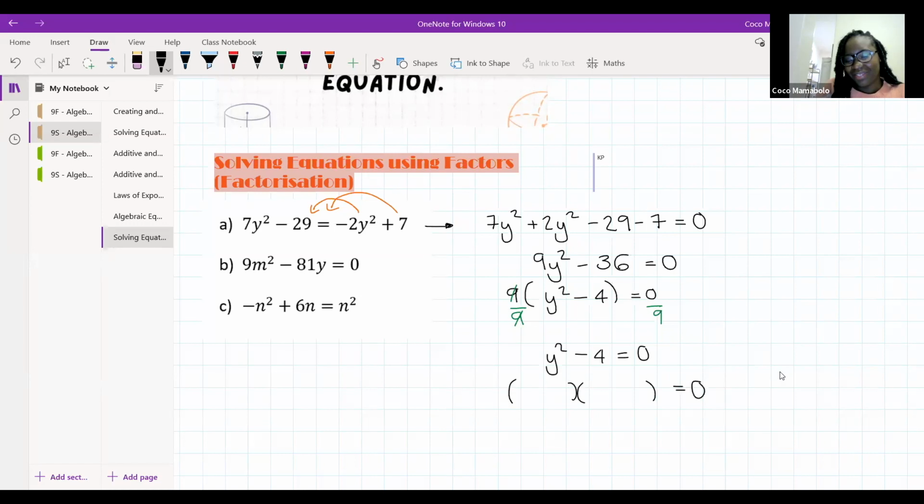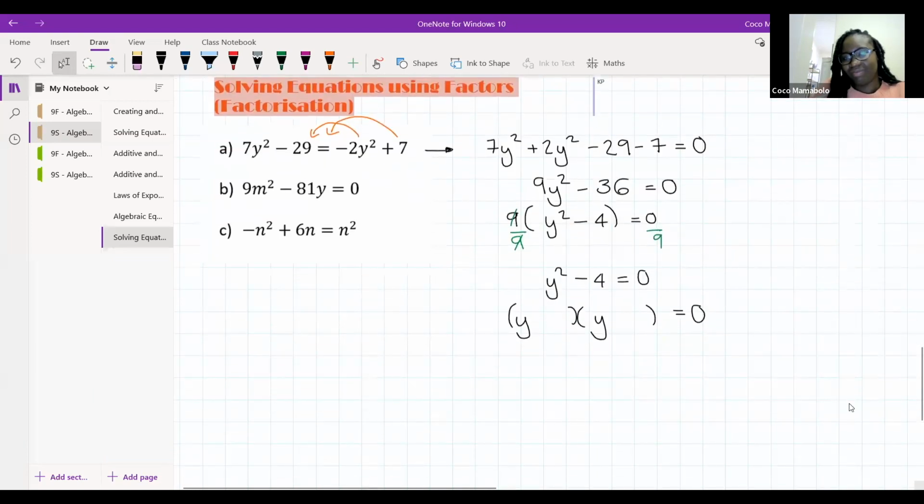And then we're going to have y in both brackets. And then the factors of 4, which is 1 times 4 and 2 times 2. Remember when we're doing difference of 2 squares, you just need to find the square root of this number. Yes, ma'am. So what are we going to then get? Then we're going to have a positive 2 in one bracket and a negative 2 in the other bracket.